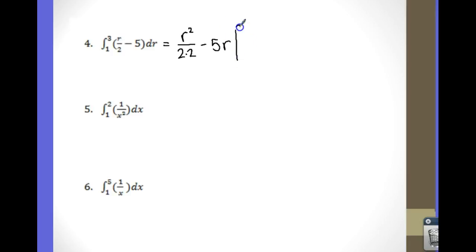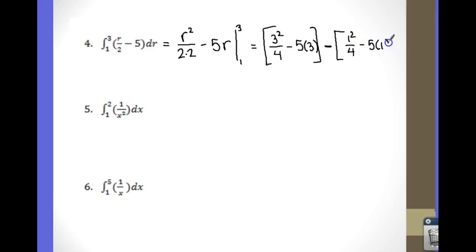Now we want to evaluate from 3 to 1. So you get 3 squared over 4 minus 5 times 3, minus, there's where you have to be careful. It's minus all of 1 being evaluated. So it's minus 1 squared over 4 minus 5 times 1. So you get 9/4 minus 15 minus 1/4 plus 5.